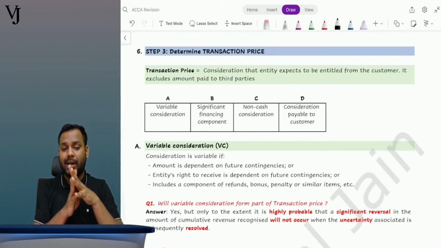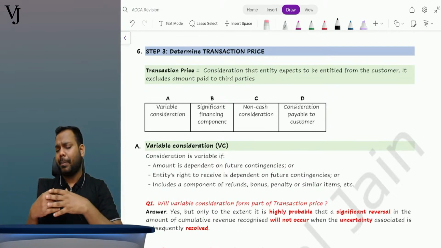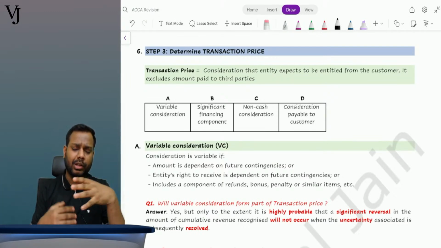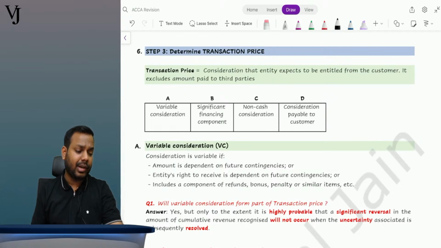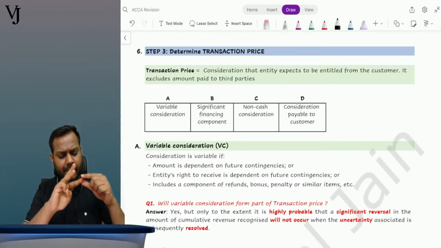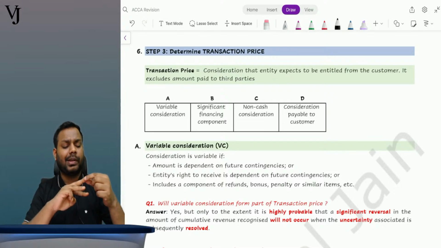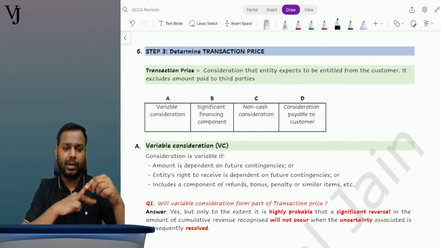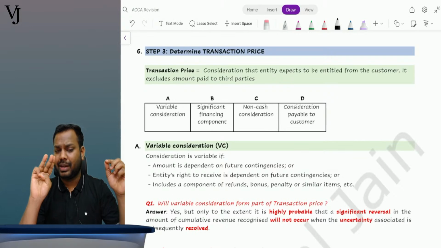Though the examiner can ask you questions from anywhere, based on my analysis of the past papers, the practice kit, the revision kit and the exam kit, I have seen that the examiner majorly asks the questions from 3 areas. Step number 3, transaction price. Step number 5, recognition of revenue and special business models. So the examiner asks the questions from these areas majorly.